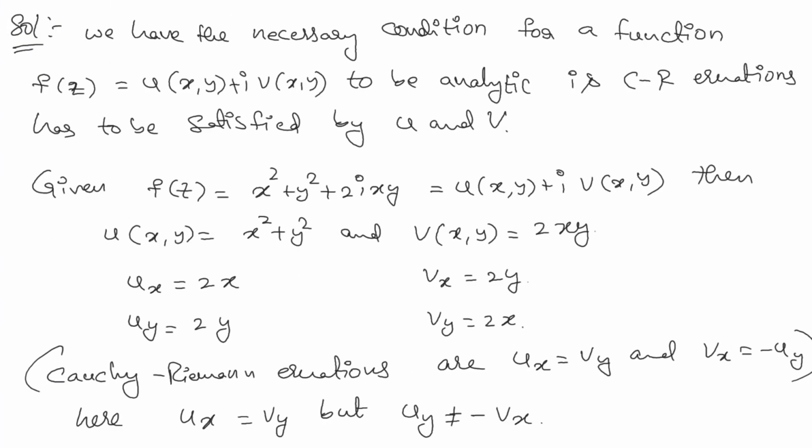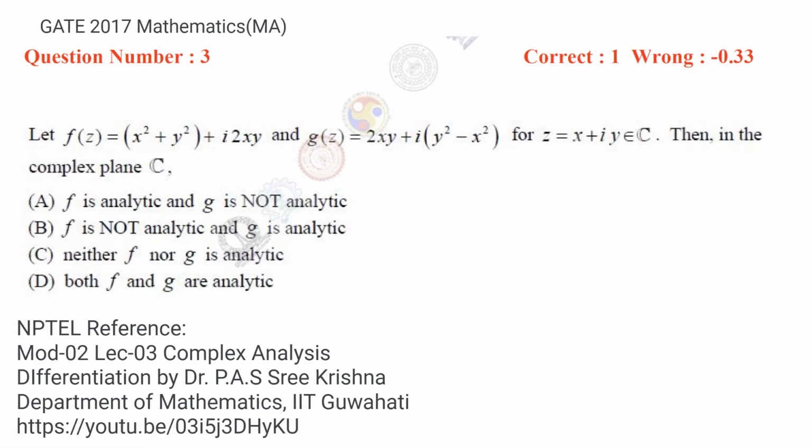And so from the given options we can see option B: f is not analytic and g is analytic. That is what we derived. So the answer is option B.